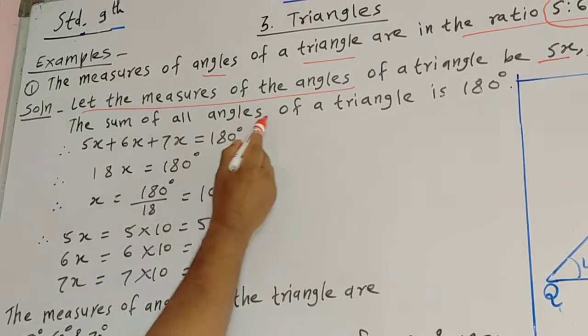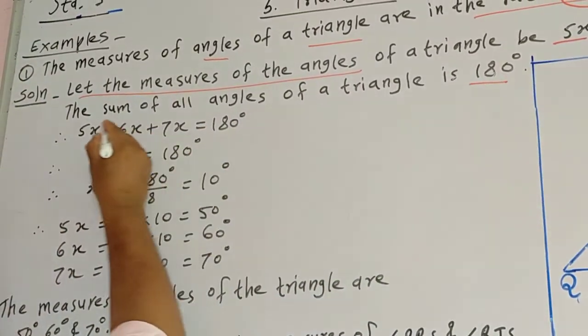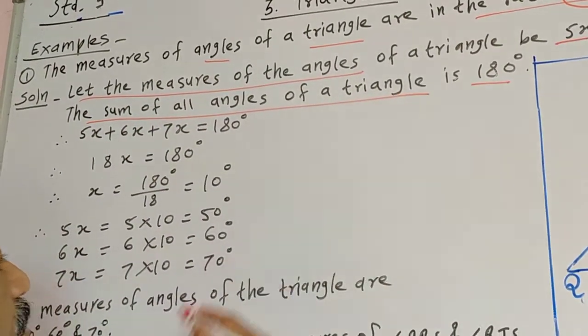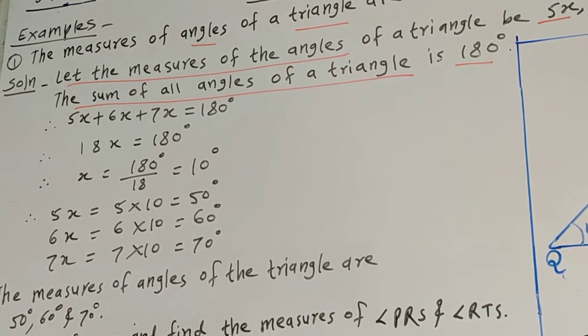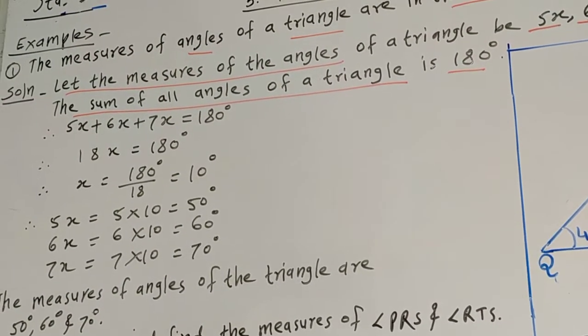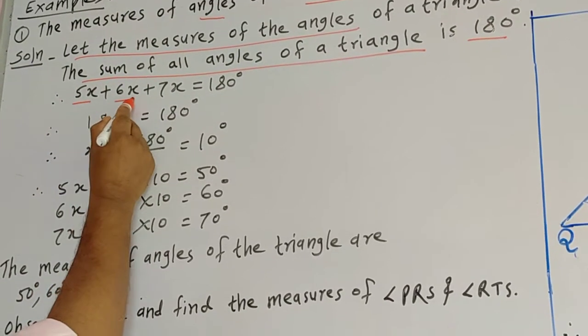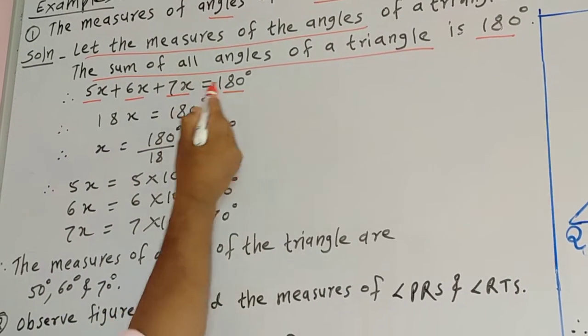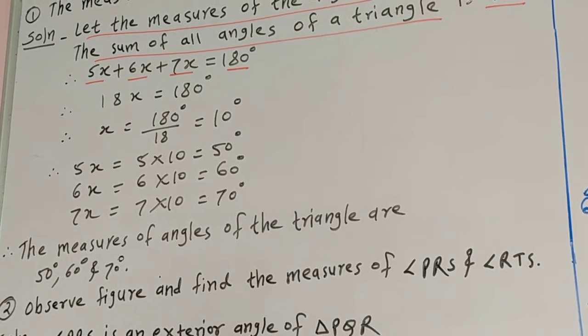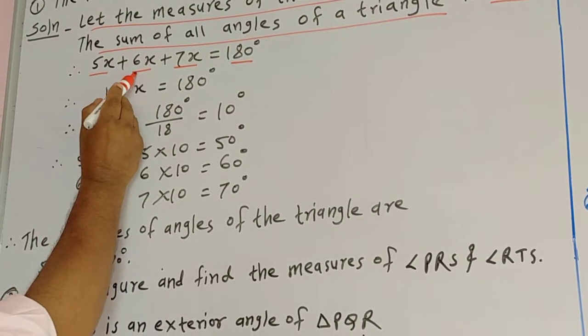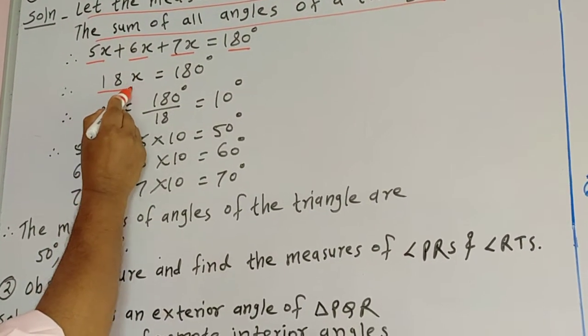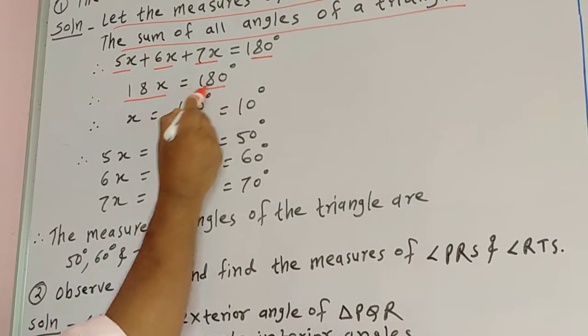Now the sum of all angles of a triangle is 180 degrees. This is the theorem: sum of the measures of all angles of a triangle is 180 degrees. Now add these three measures. Therefore 5x plus 6x plus 7x equal to 180 degrees. 5 plus 6 is 11, 11 plus 7 is 18, so 18x equal to 180.